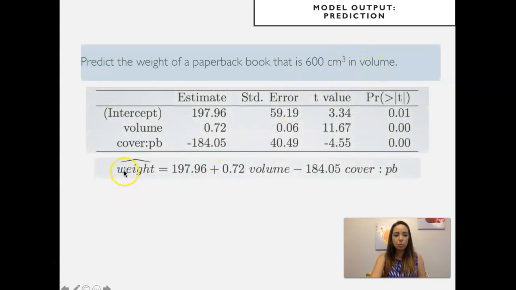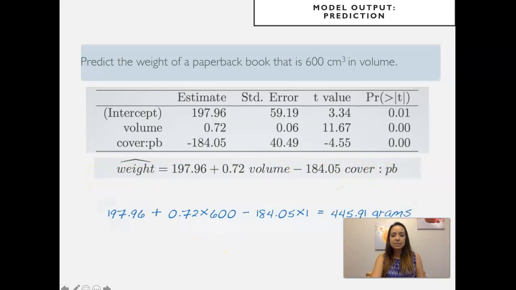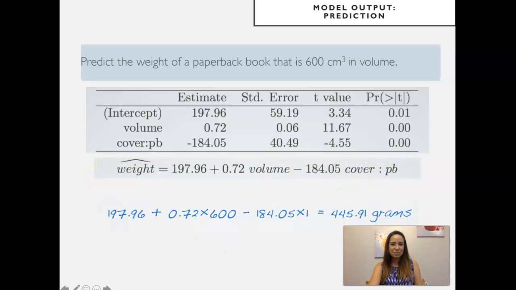So we have the equation here. That's the general equation, so we can simply replace things. We know that a paperback book will be coded 1, so we put 1 here. We want to keep this coefficient in the model. And we're going to replace volume by 600 and multiply that by the coefficient for volume. And we'll keep the general intercept there.